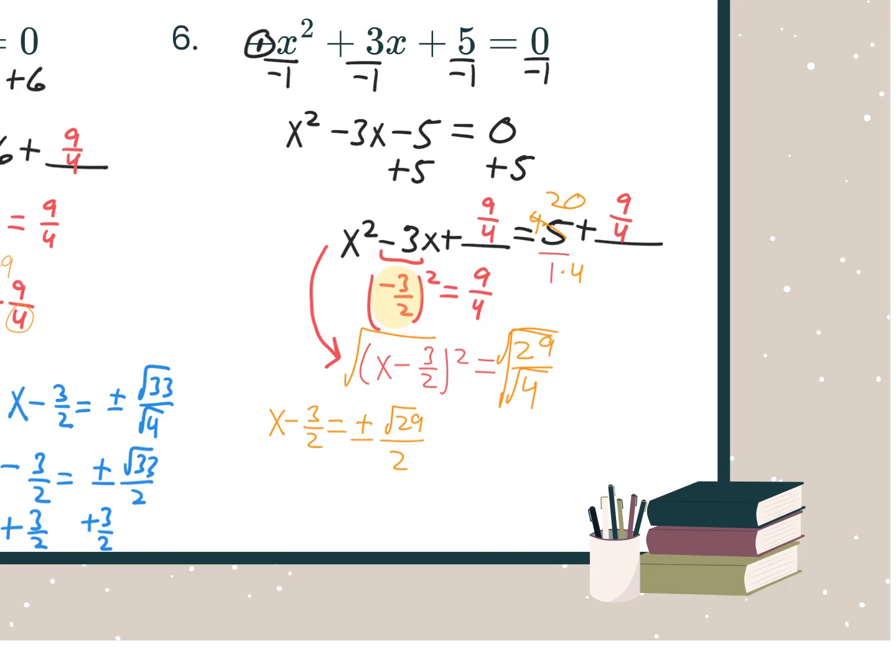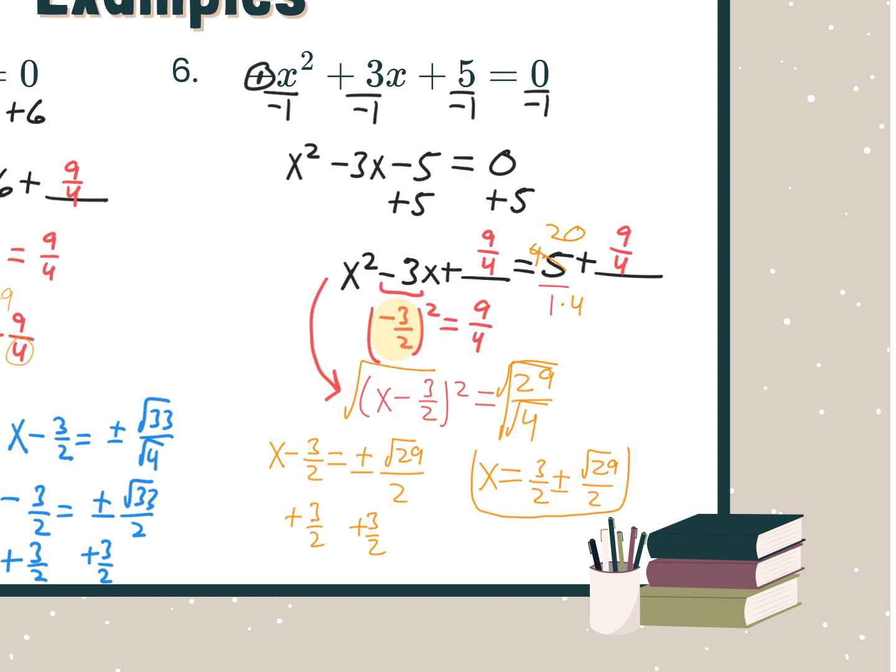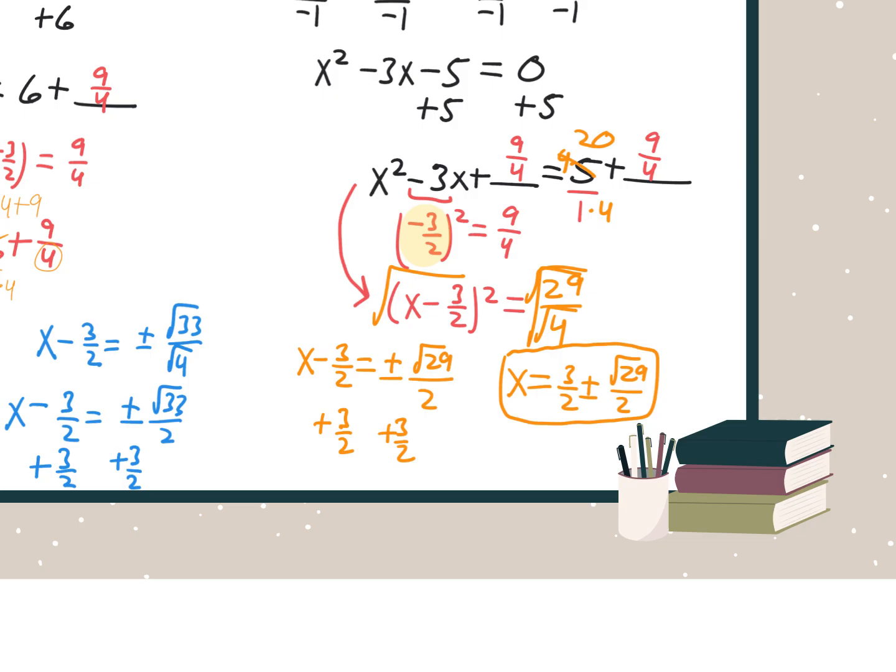All right, so now that the radical is fully simplified, I can go ahead and add 3 over 2 to both sides. And so I get x equals 3 over 2 plus or minus the square root of 29 over 2. And then that's my final answer. That's perfectly fine. Another thing that you could do, just like before, is you could write them under a single denominator. So I can write x equals 3 plus or minus the square root of 29 over 2. All right, and that's perfectly fine as well.